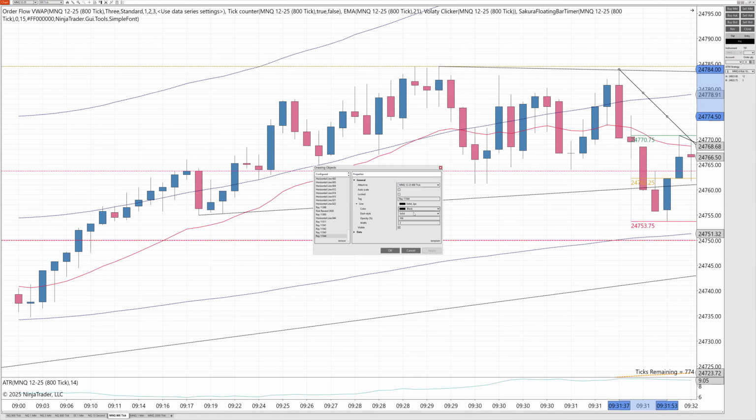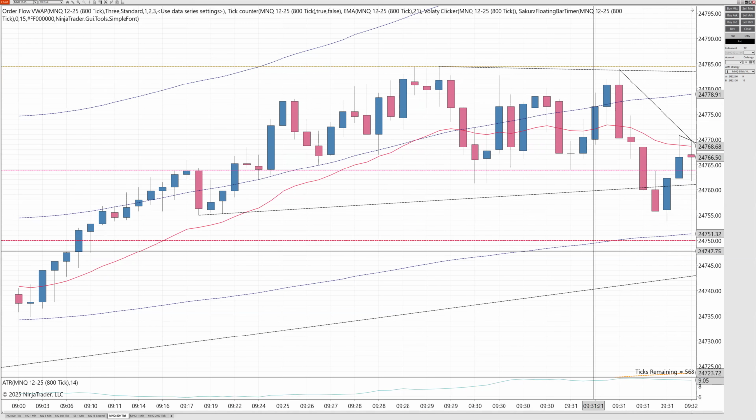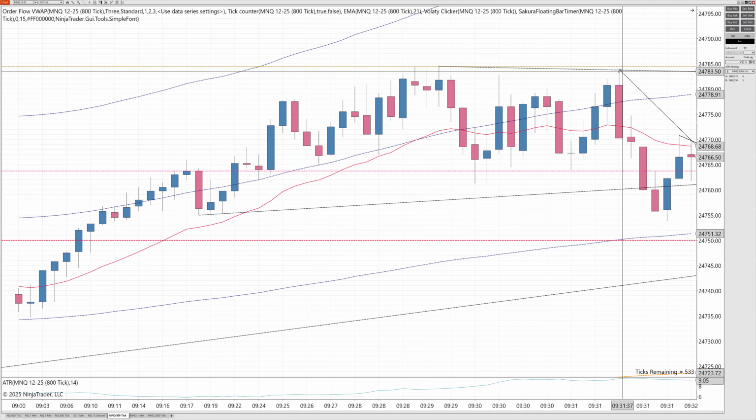Notice we haven't taken any trades yet. I'm just showing you where all the triggers are and why most of them did not work. So remember, trading is a game of probability, and you want to take setups that have a high probability of working.